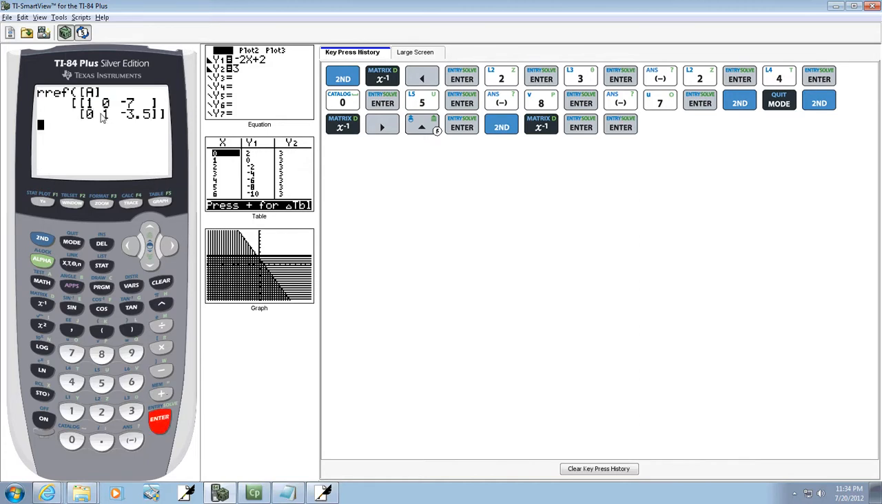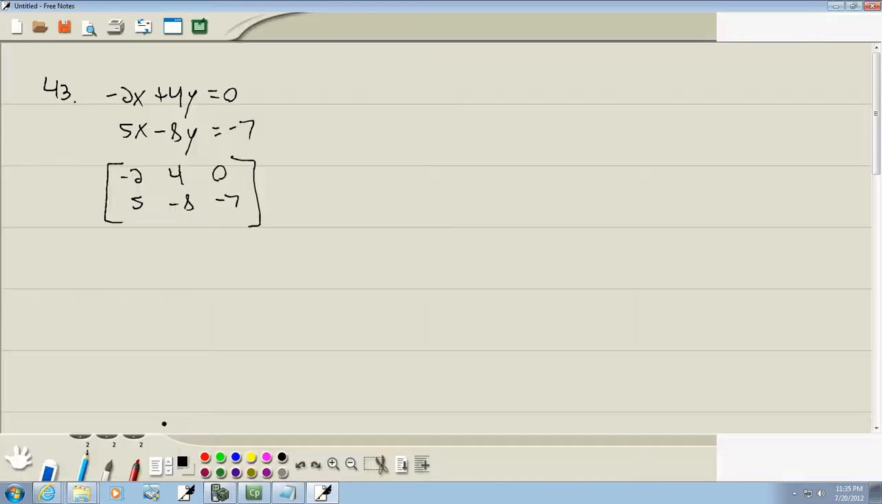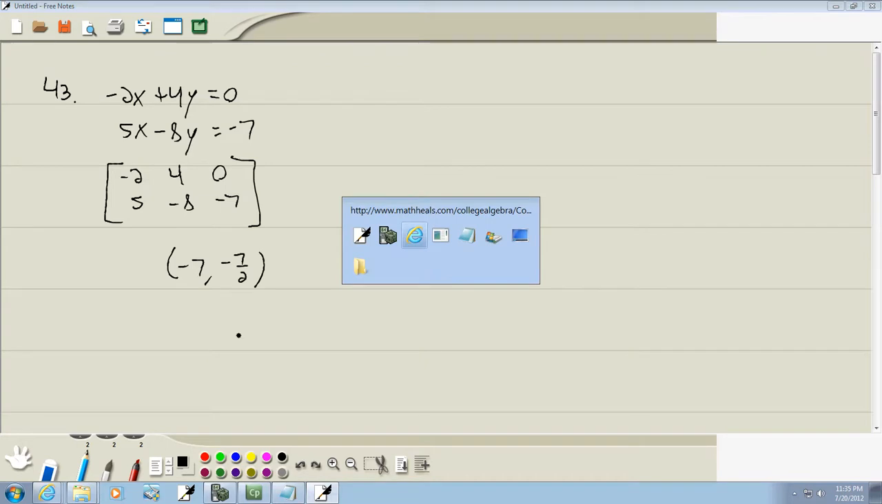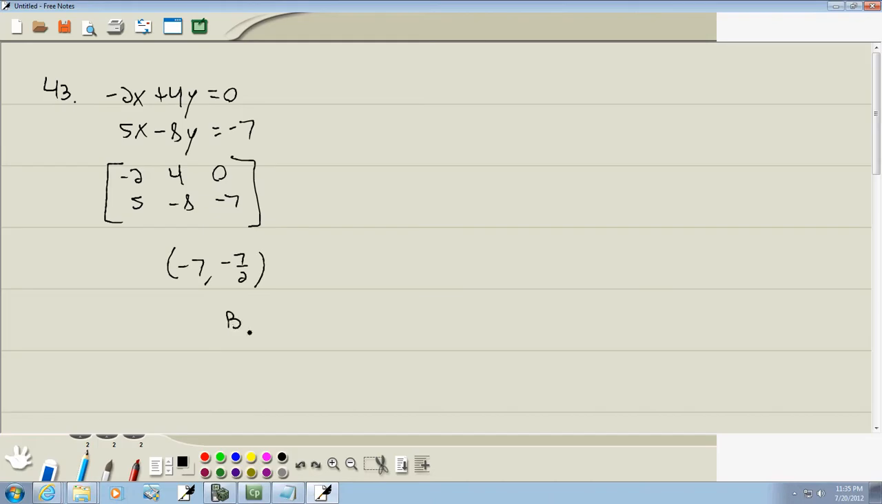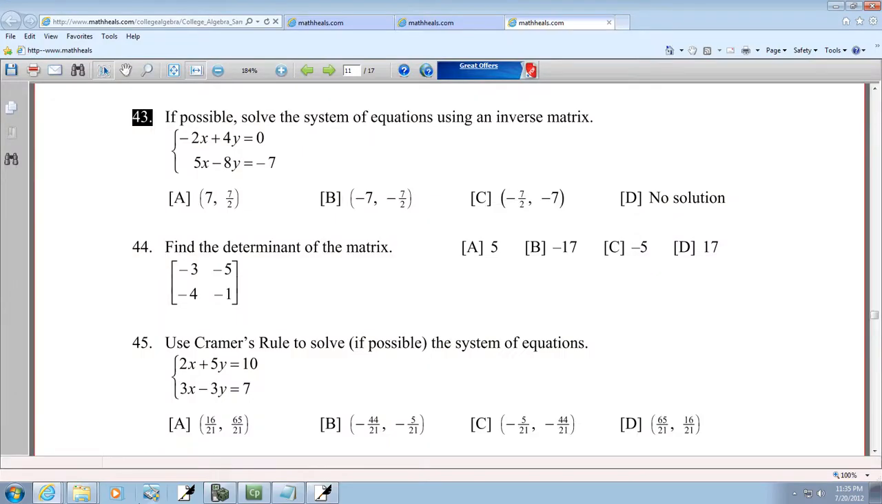Now, if you get a diagonal of 1s, zeros everywhere else in the first square, then it worked, which this one did. We got some decimals, so let's do math enter to change them to fractions. And our answer will be negative 7 and negative 7 halves. Negative 7 halves would be B as in Bill. So 43B.